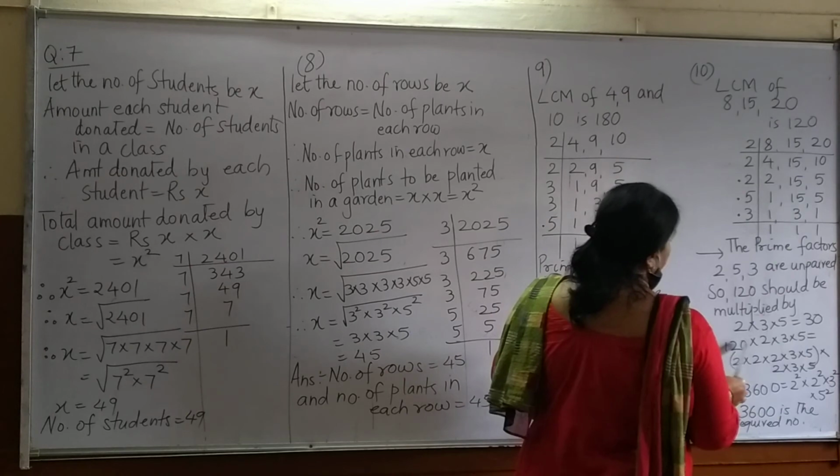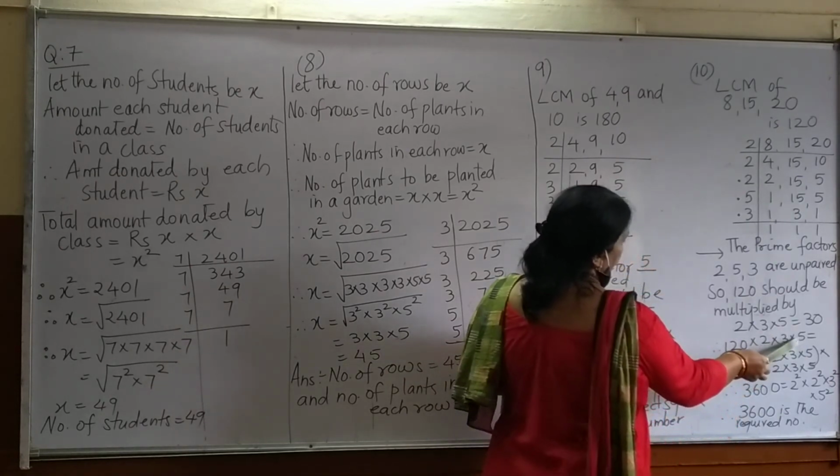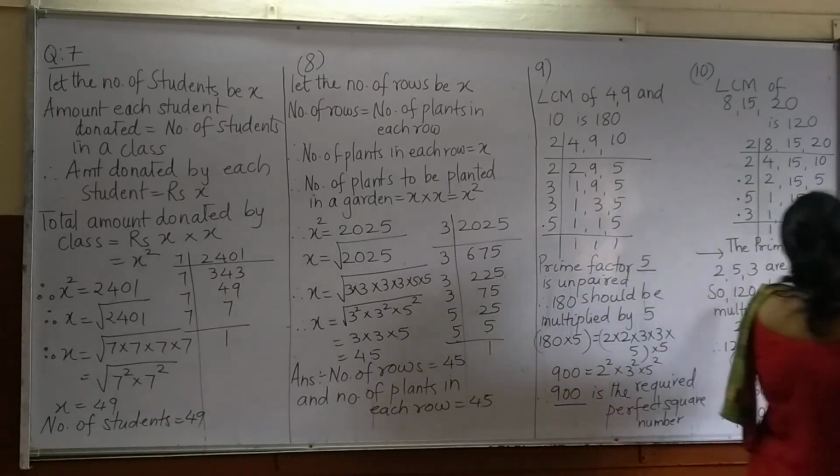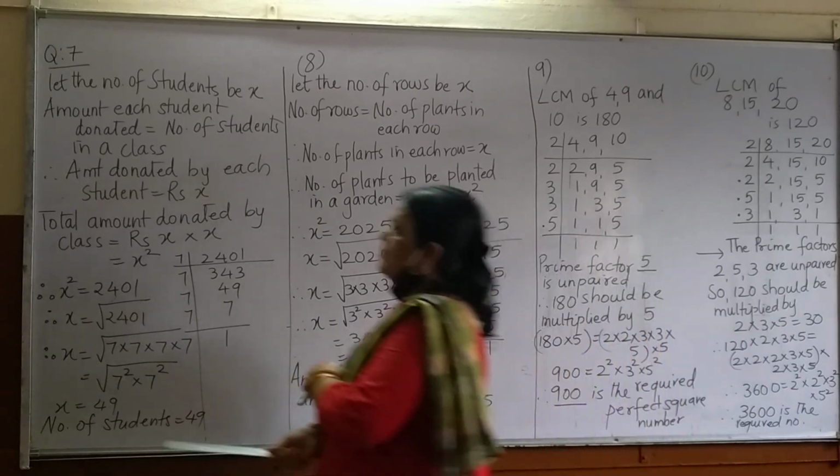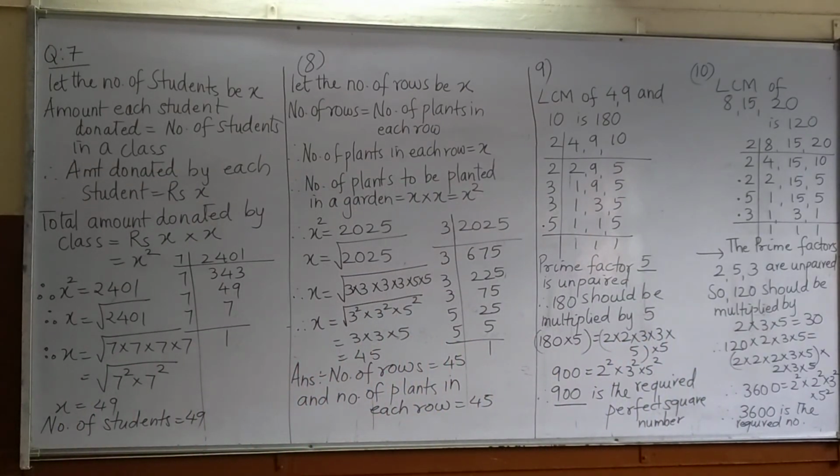So 120 into 2 into 3 into 5 is equal to 2 into 2 into 2 into 3 into 5 into 2 into 3 into 5. So it is 3600. 2 square into 2 square into 3 square into 5 square. So right answer 3600 is the required number. All the sums 2 times you practice in your homework book. Maintain a class work.